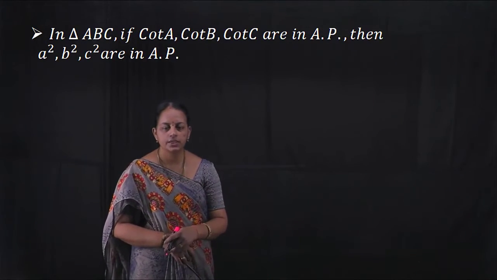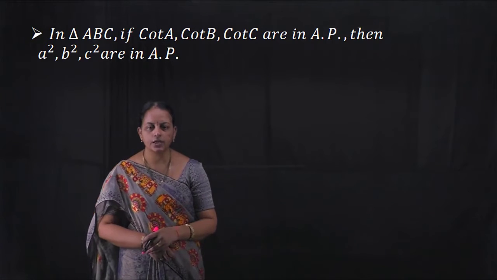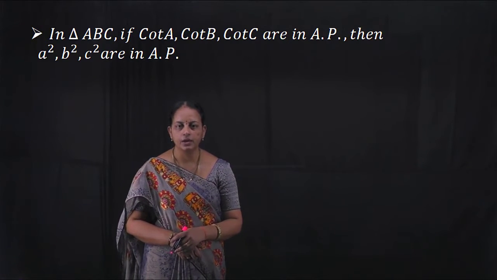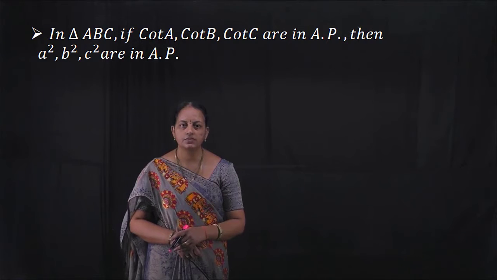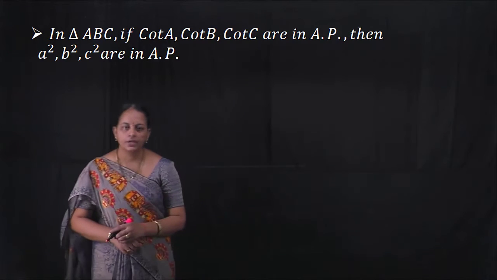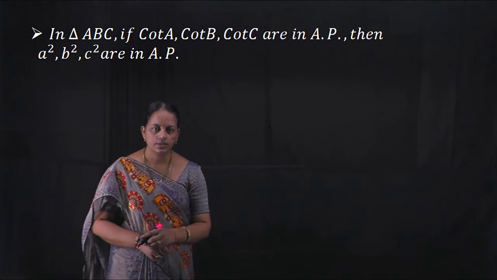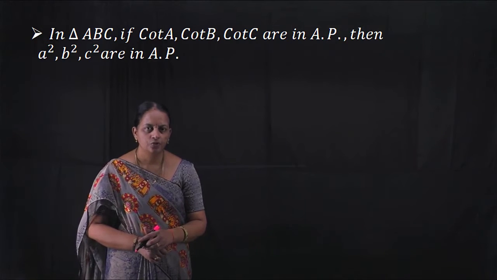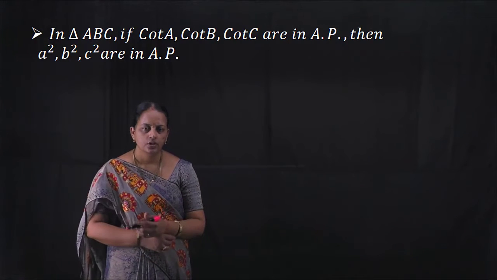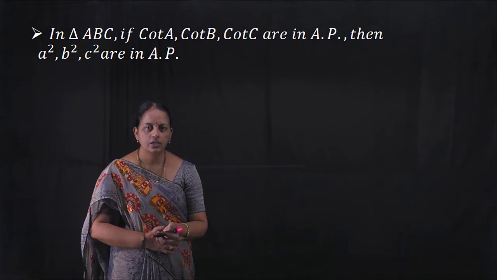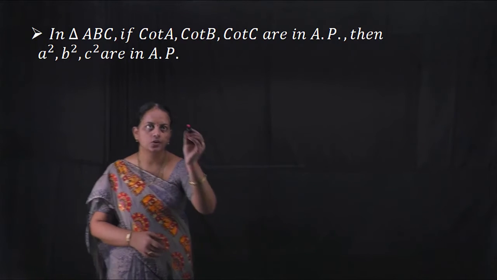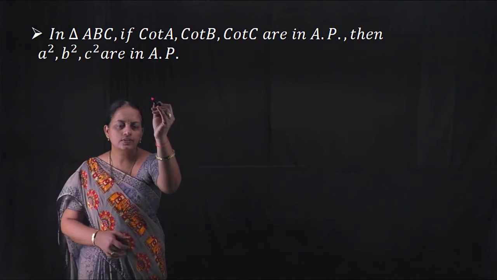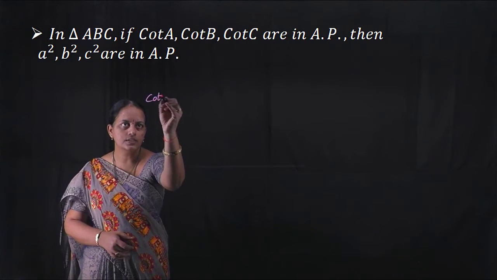Next question is, in triangle ABC, if cot A, cot B, cot C are in AP, then A square, B square, C square are also in AP. Given that cot A, cot B, cot C are in AP. Before going to the proof of this one, just a brief discussion on cot A, cot B, cot C. Now we have to find the values of cot A, cot B, cot C.